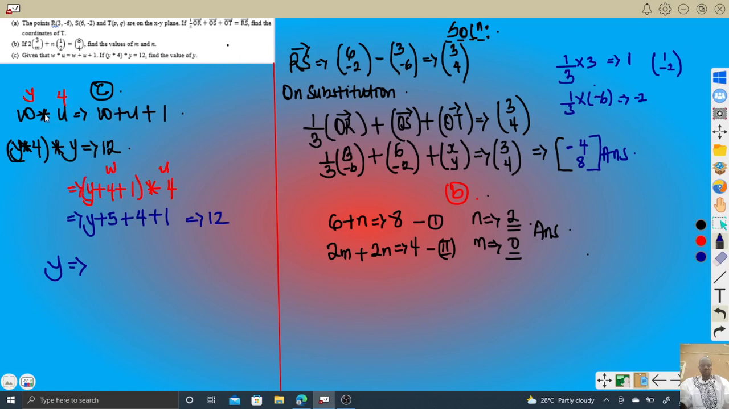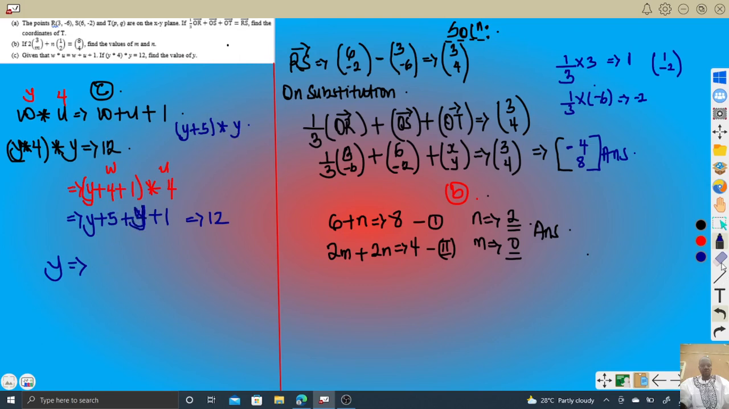The first one is correct. This is y. I'm substituting here, guys. y plus 4 plus 1, so y plus 5 is the answer to this operation. So y plus 5 asterisk y. So guys, this should be y plus 5 asterisk, if you can see, y plus 5 is this plus this one is y.